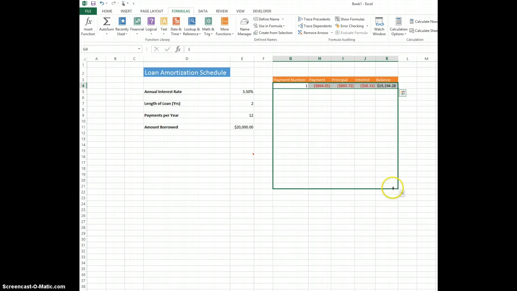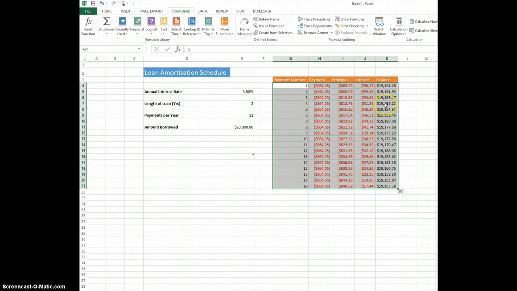If I pull that down for a few years, you see the balance never really goes down. In fact, it goes up slightly. Actually, it's still going down slightly, but it's not right. You're not paying off the loan in any amount of time that you really want to.